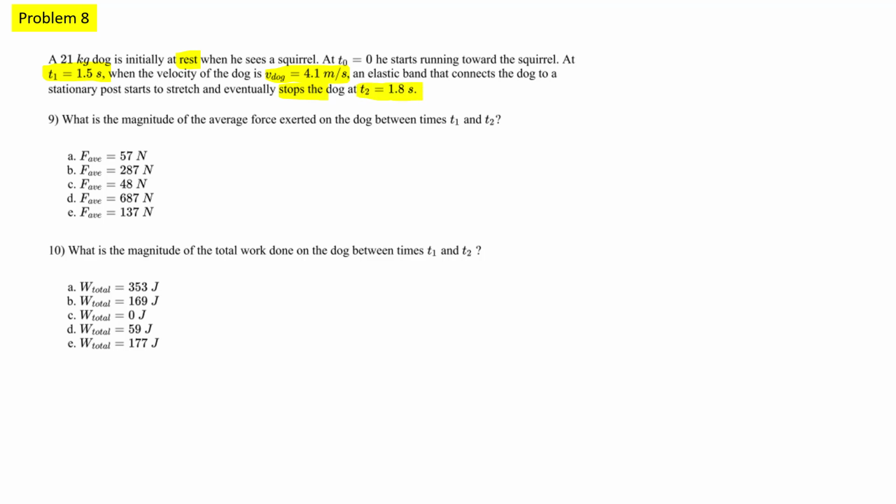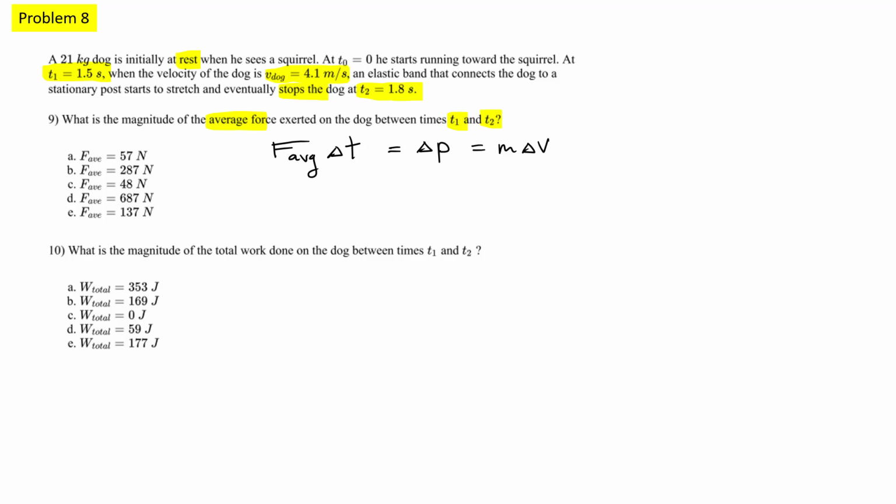Question 9 says, what is the magnitude of the average force exerted on the dog between time 1 and time 2? All right, so in order to solve this one, actually this one's not really a work energy type of problem. The best way of solving this one is to use the impulse momentum theorem, which says that the average force multiplied by delta t, that's that impulse, has to be equal to the change of momentum of that dog, which is simply the mass times the change of velocity of that dog.